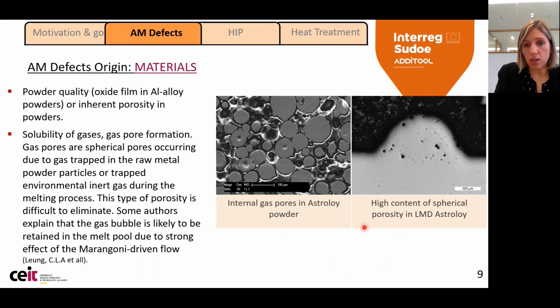In addition, we can observe in this microstructure a gas atomized powder where we have internal spherical porosity. This porosity is related to entrapment of gas, usually argon, which is the one used for atomization. And due to this very spherical shape, it is sometimes very difficult to remove after the AM process. So here we have an example for a nickel-based superalloy with very spherical porosity after the deposition by LMD.